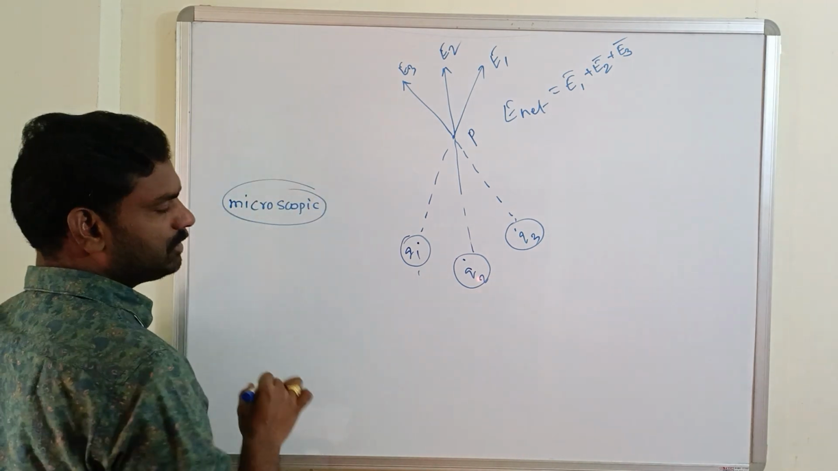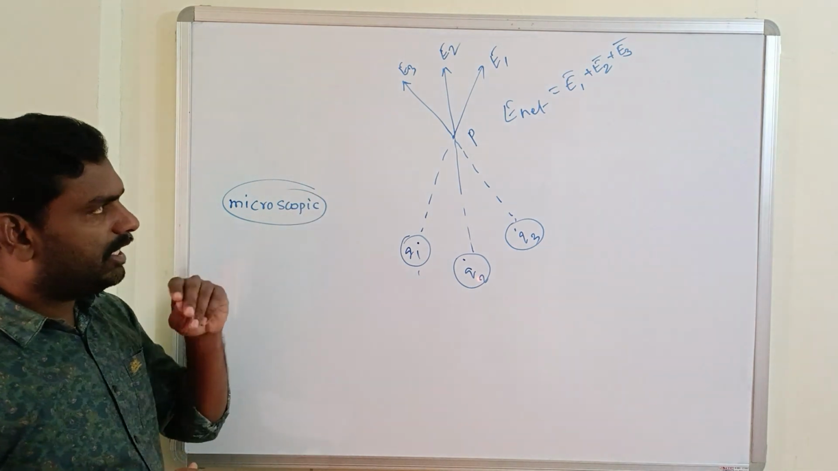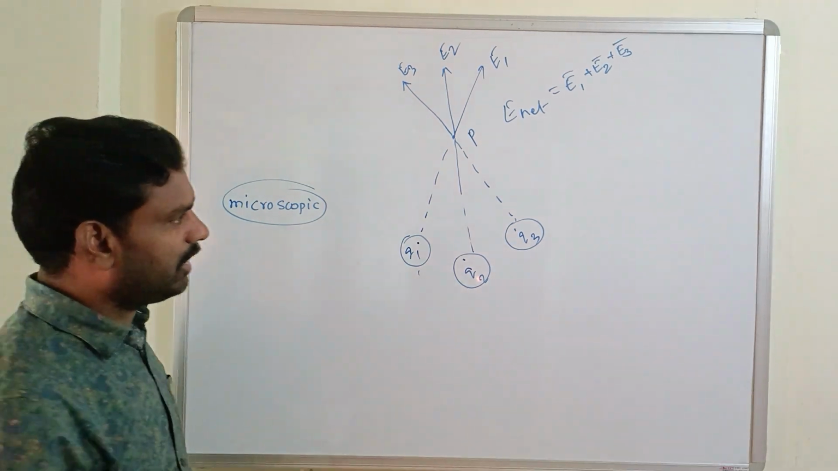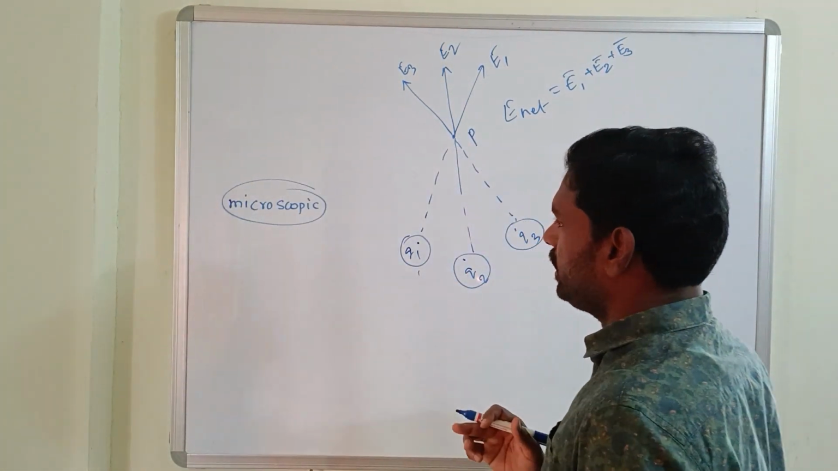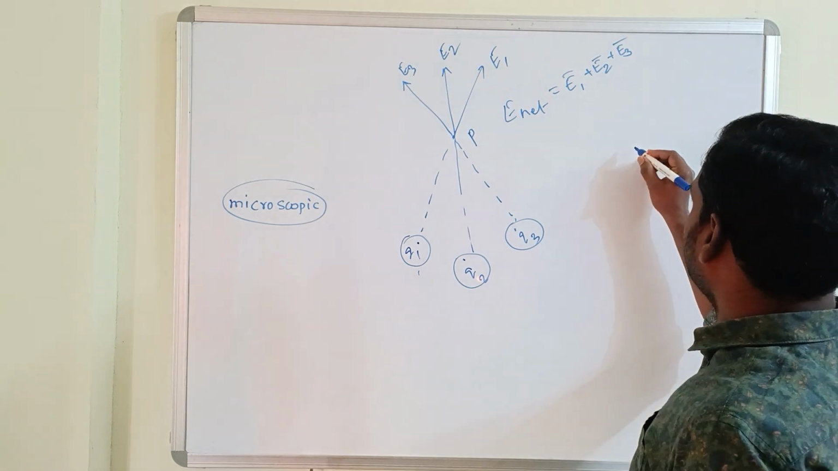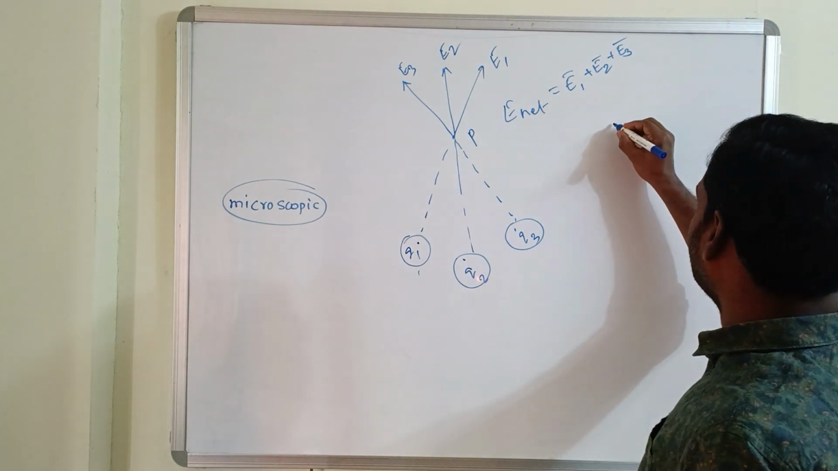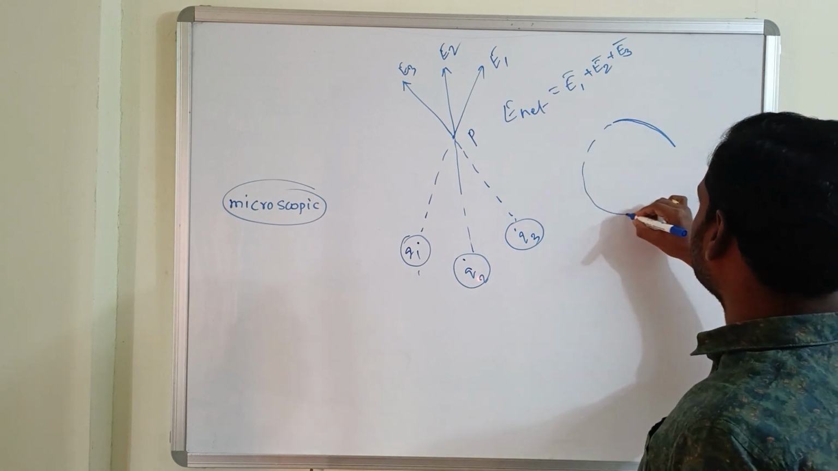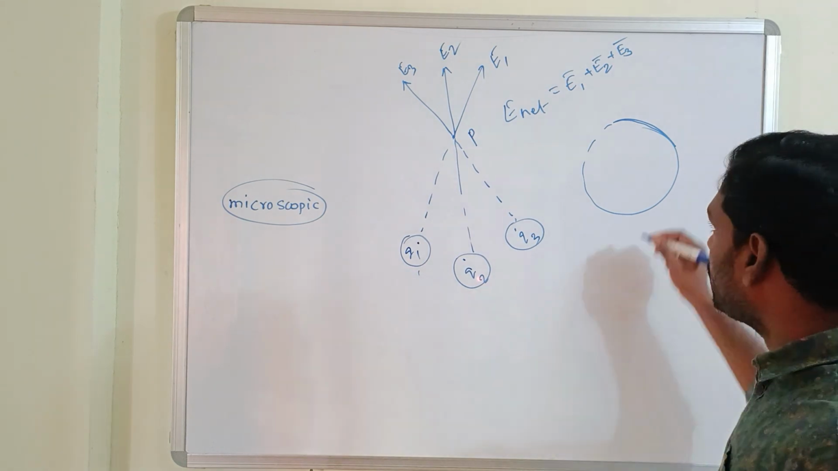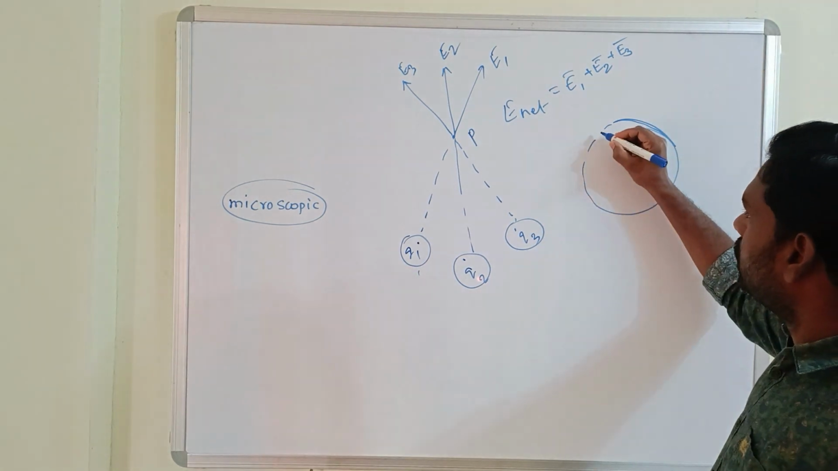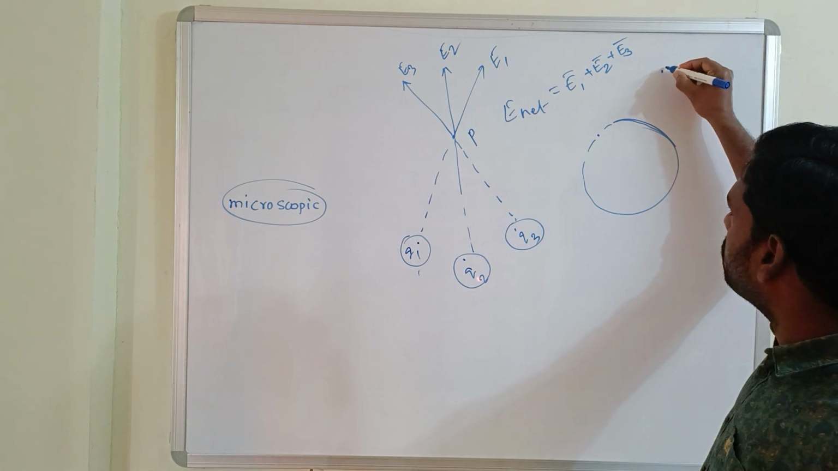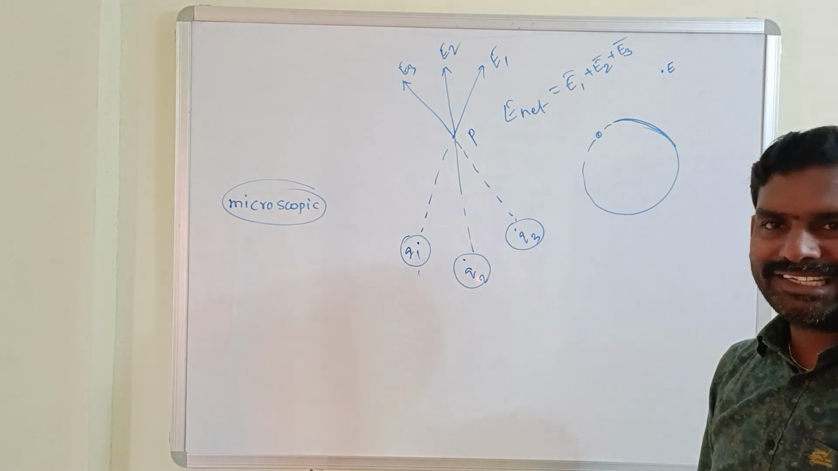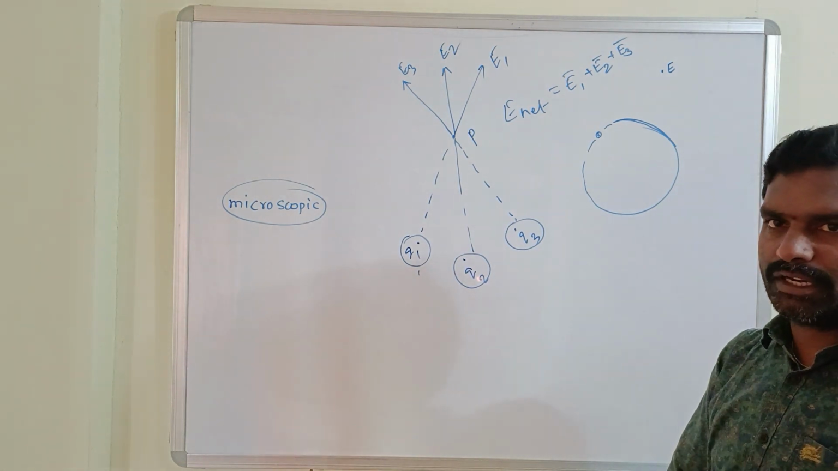We cannot find the electric field due to a large number of microscopic charges. In that case, suppose the charge is distributed like this on the surface of an object. If I want to find the electric field at any point, we cannot see the discrete charges because they are microscopic in level.